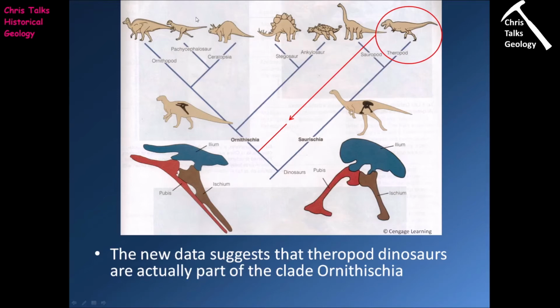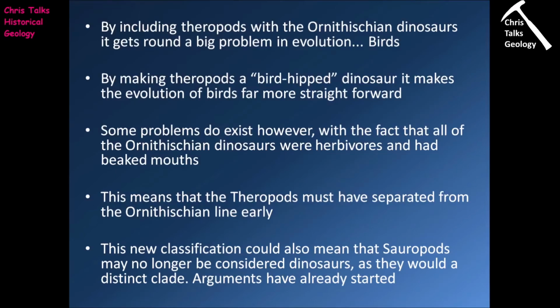So you could possibly end up with a situation where the theropods, the ornithopods, the pachycephalosaurs, the ceratopsians, the stegosaurians and the ankylosaurs are considered dinosaurs, whilst the sauropods are considered to be a completely separate group of dinosaur-like reptiles in their own right. So that's something that also needs to be considered, and of course, like any good debate, arguments have already started on the subject.